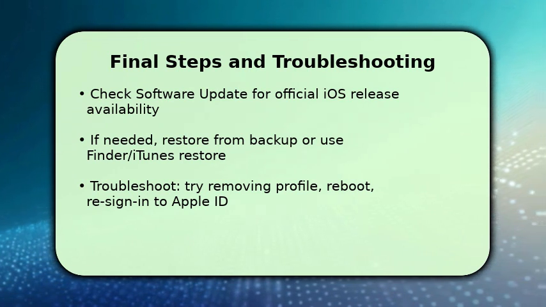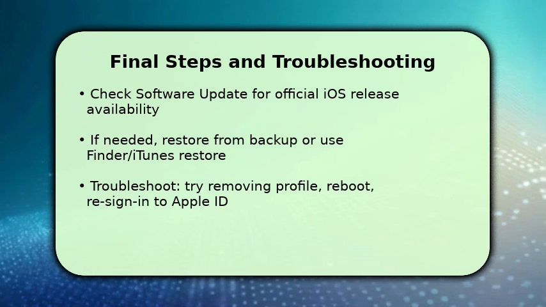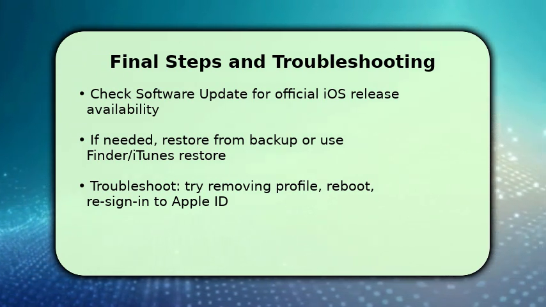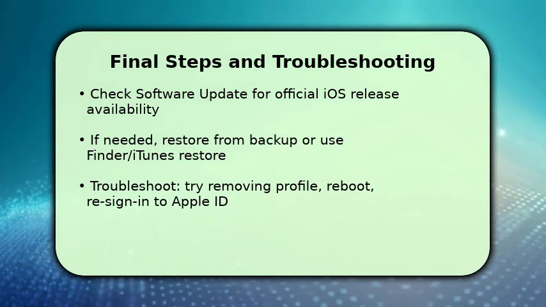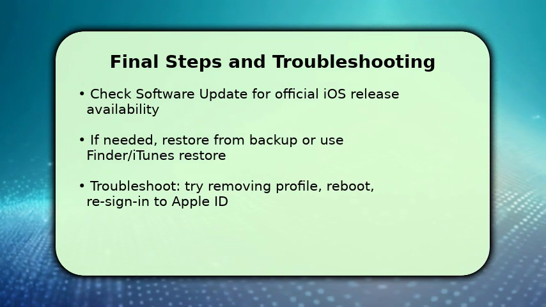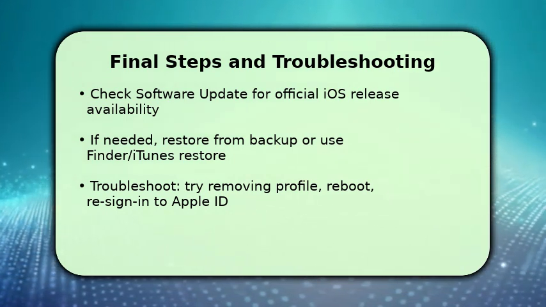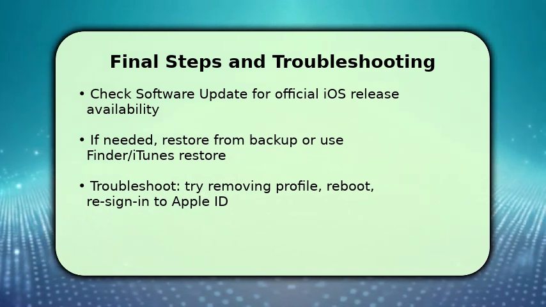If the phone still shows beta builds, connect to a Mac or PC and use Finder or iTunes to restore to the latest public iOS, while optionally restoring your backup afterward. If problems persist, remove the profile again, reboot, sign out and back into your Apple ID, and verify network settings. This single troubleshooting tip, reboot then restore, fixes most transition issues.